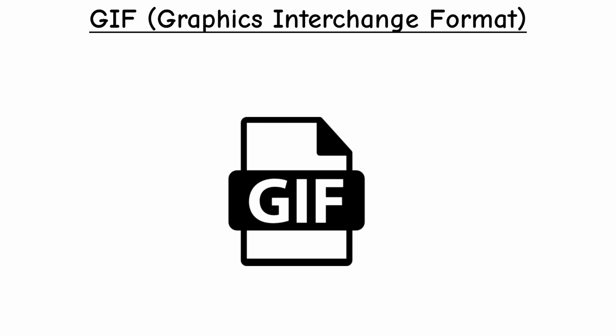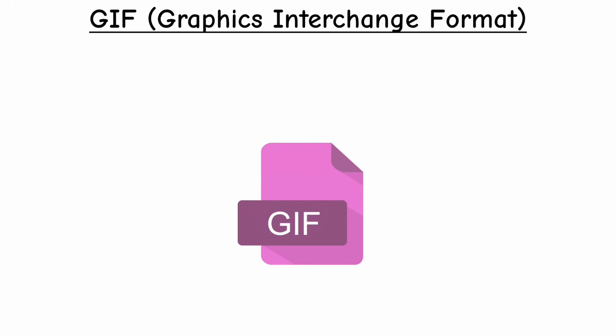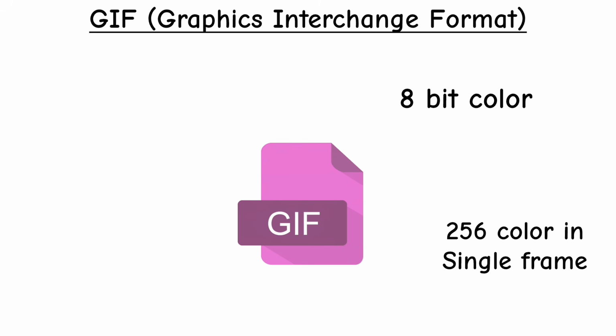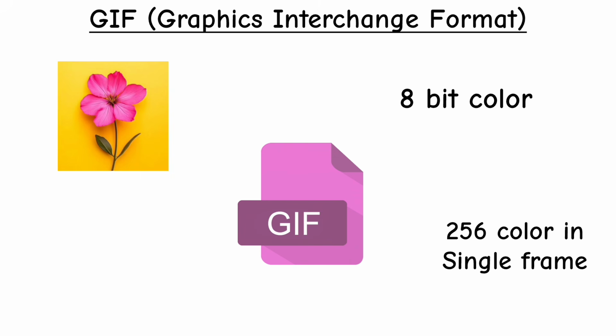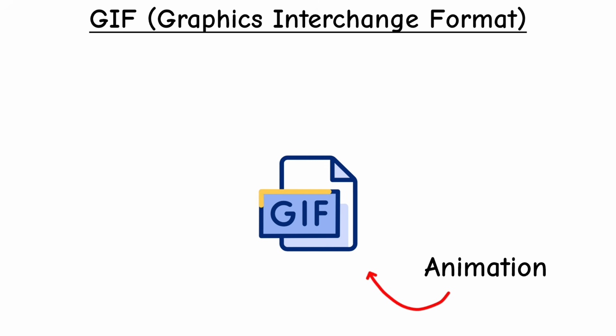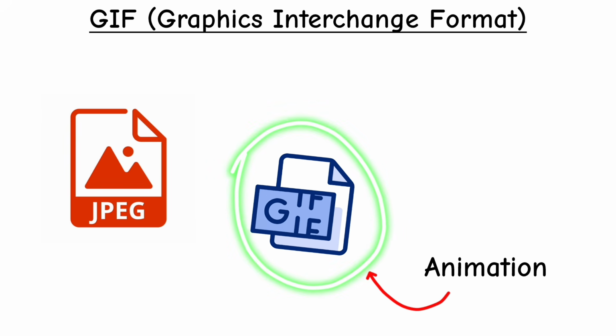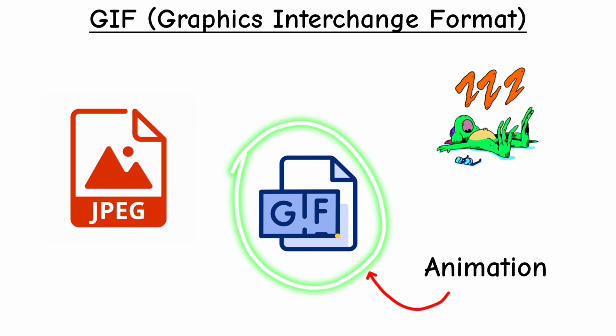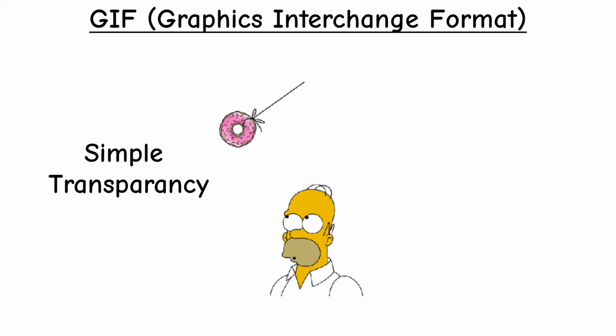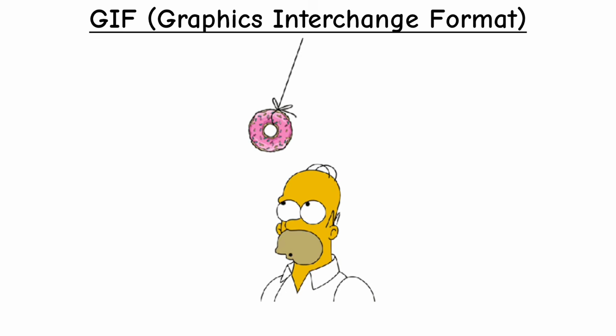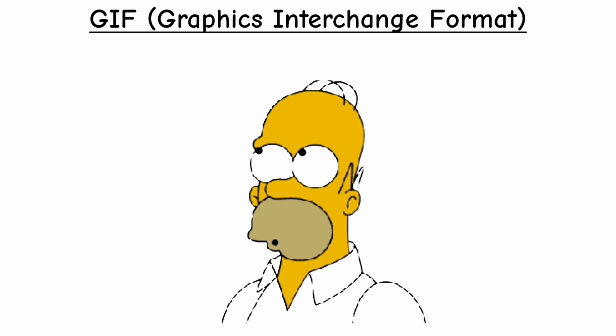GIF stands for Graphics Interchange Format. It was created in 1987 by CompuServe. A GIF can only store 8-bit color, which means a maximum of 256 different colors in a single frame. Which means it's not good for detailed photos but works fine for simple graphics. One big advantage of GIF is that it supports animation. Instead of just one picture like JPEG, a GIF can hold a sequence of frames that loop endlessly, making it perfect for memes and short animations. GIF also supports simple transparency, but only in a yes or no way. Pixels are either fully visible or completely invisible, with no soft edges.